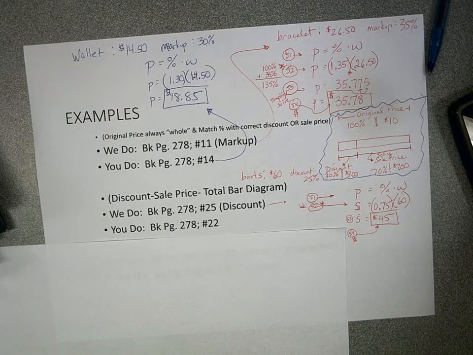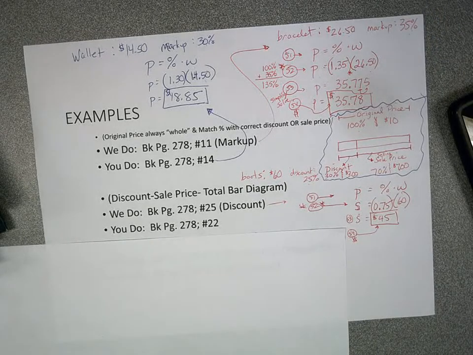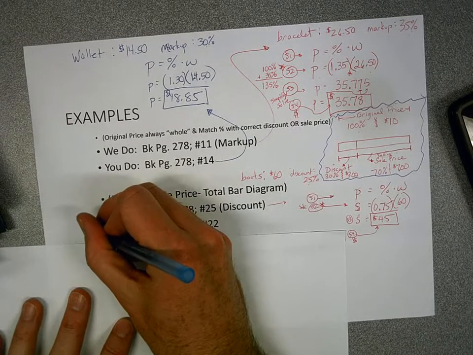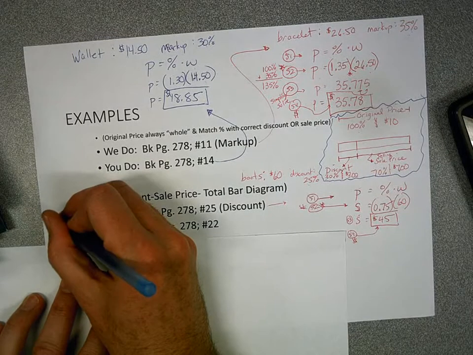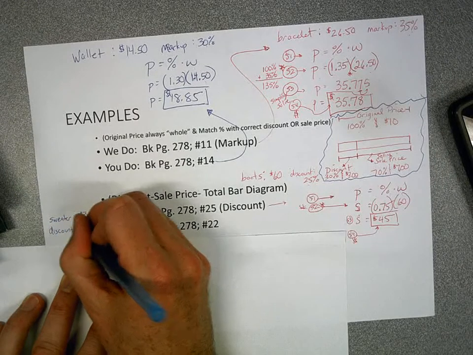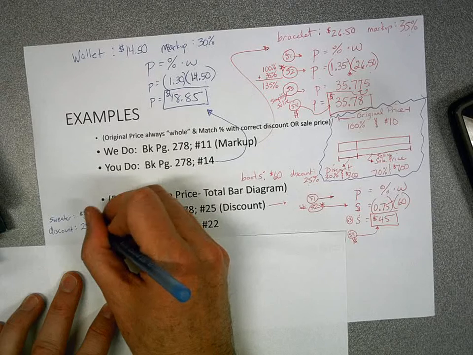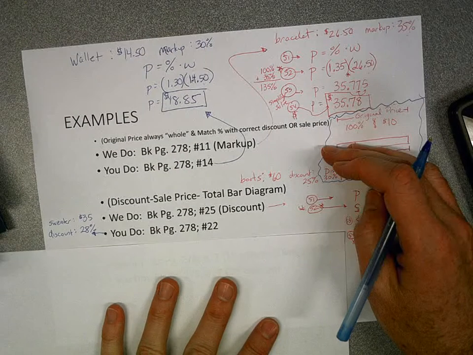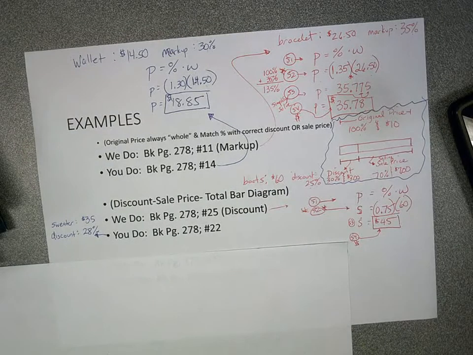I got $3.50. Well, my equation was 0.5 times 7. Okay. All right, here we go.